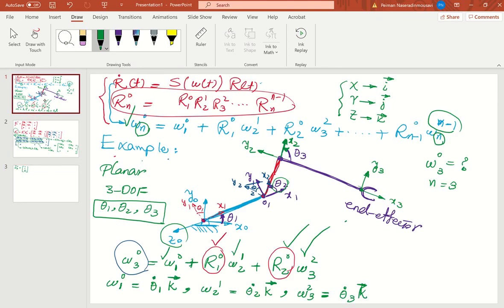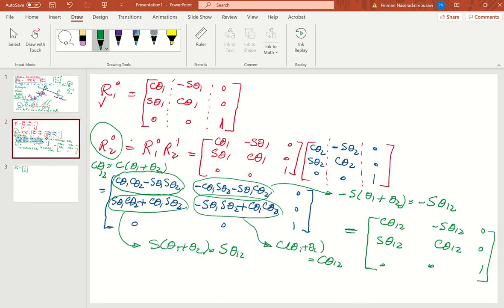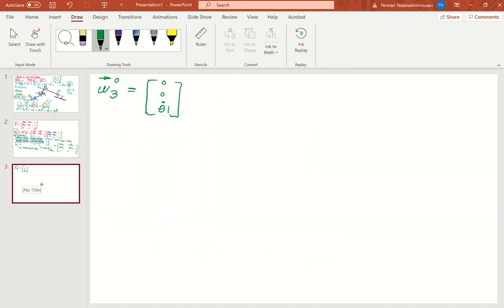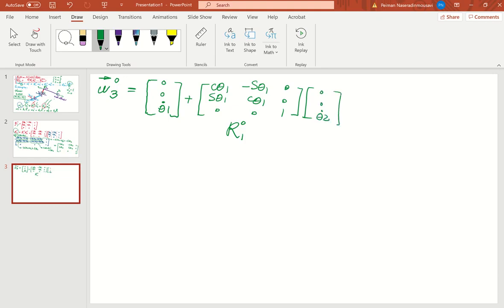Plus R1 with respect to 0 times omega 2 1. Omega 2 1 is again along the axis k. R1 with respect to 0, we have it from here, we just put it in here. It is going to be plus cosine theta 1, sine theta 1, 0; minus sine theta 1, cosine theta 1, 0; 0, 0, 1, multiplied by omega 2 with respect to 1, which was 0, 0, theta dot 2. Bingo.